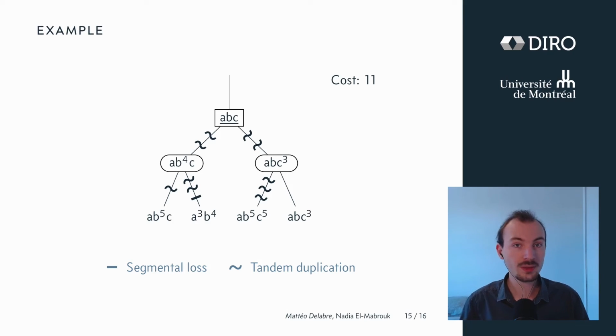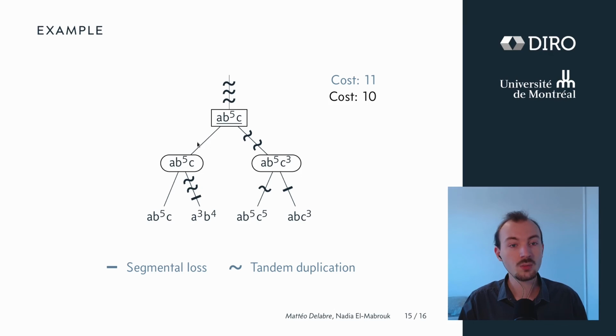We can do better by factoring in the tandem duplications related to gene B. If we move them all to the root, like so, we save one tandem duplication. This shows that there are multiple solutions to consider at each node. Our current conjecture is that we need to choose between taking the intersection, the union, or a larger set of genes.